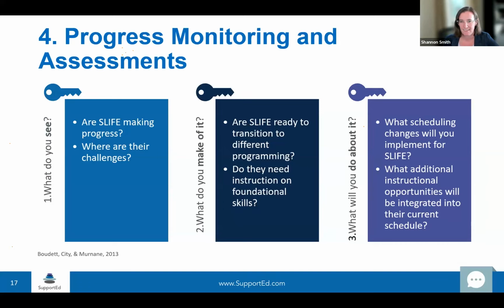I always find this is one of the hardest components, because we think about those big tests, whether it's those ELP tests, the progress monitor, those interim benchmark tests, but we forget about the little assessments along the way that help guide that instruction.